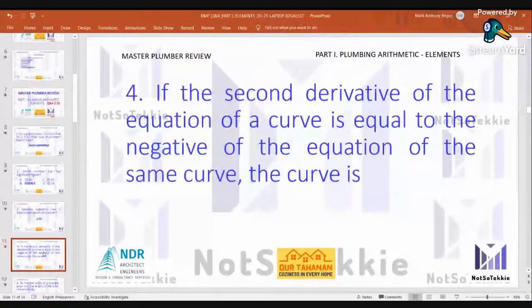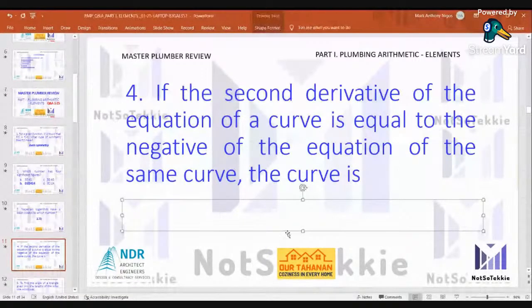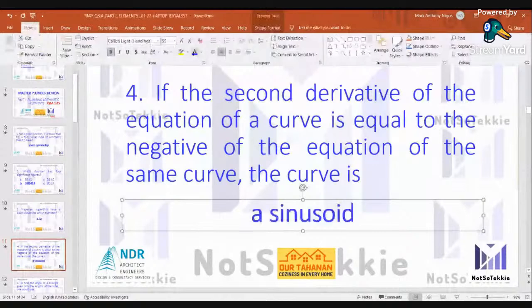Question number 4. The second derivative of the equation of a curve is equal to the negative of the equation of the same curve. The curve is, what is the answer? Curve is a sinusoid. The second derivative of the equation of a curve is equal to negative of the equation of the same curve. The curve is a sinusoid.